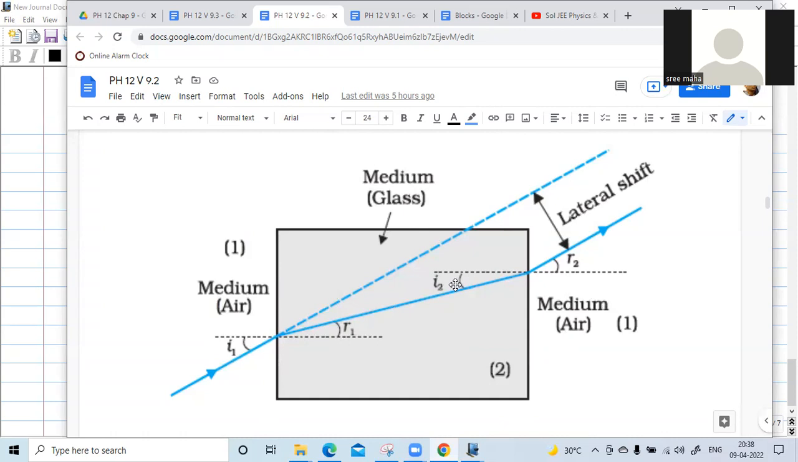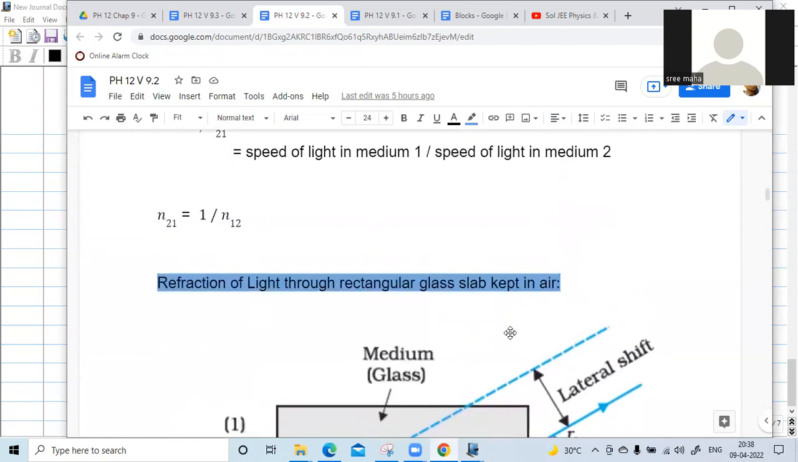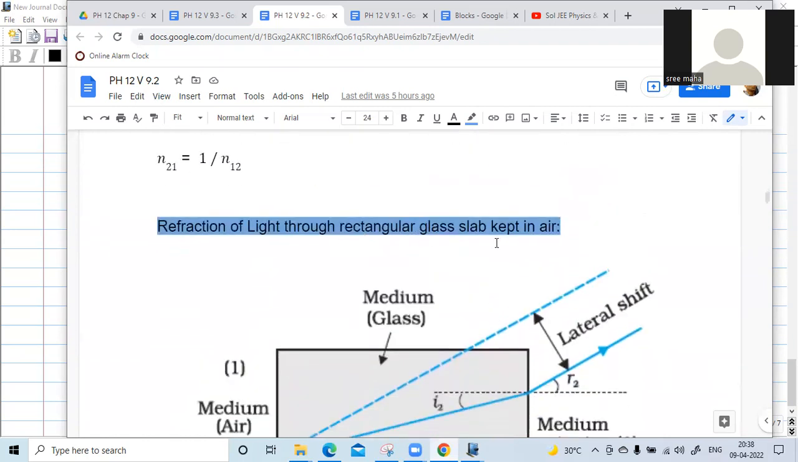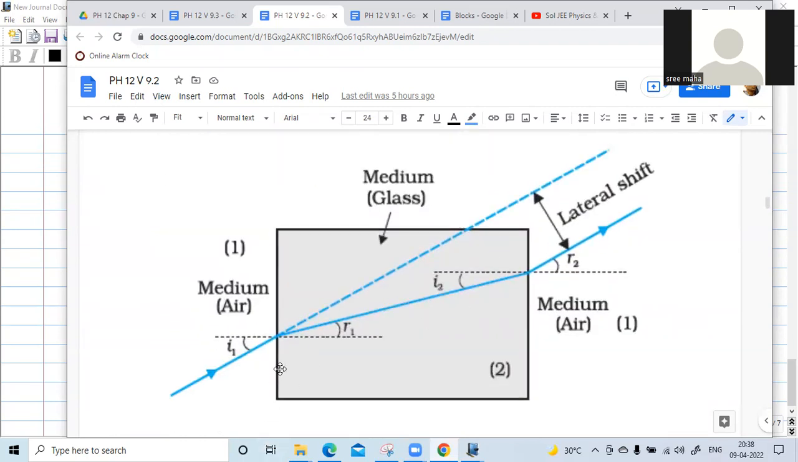Wait a minute, sir, I can't understand. Slowly. This is a rectangular slab. It's not true for a prism. It's a rectangular glass slab. The rectangular glass slab means this and this are parallel, right? This and this are also parallel. That doesn't matter, okay? Because the light is getting refracted at this interface and this interface. You have to consider these two interfaces, and they are parallel because it's a rectangular slab.